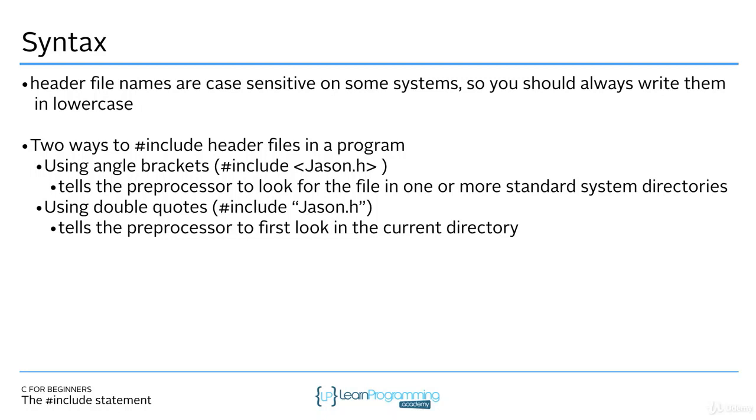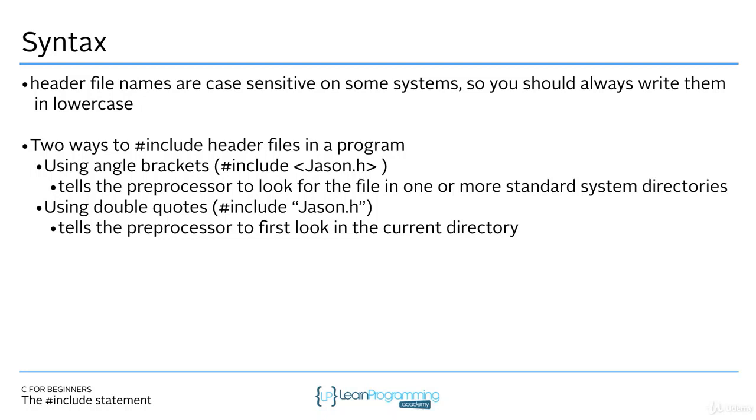There's two ways to include header files in a program. You can use angle brackets, such as #include <json.h>. What this usually means is it's telling the preprocessor to look for a file in some kind of system directory. It's usually a standard library that comes with the C programming language.